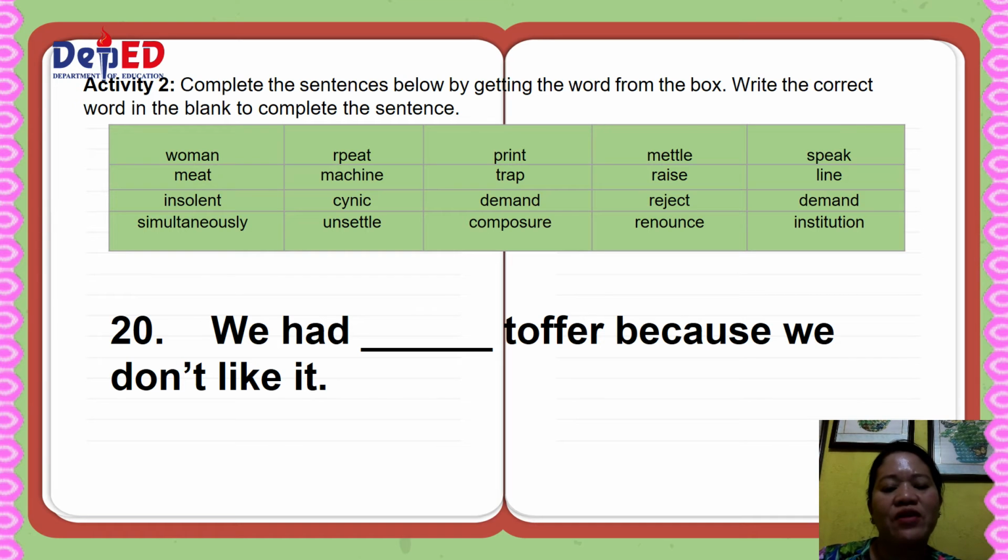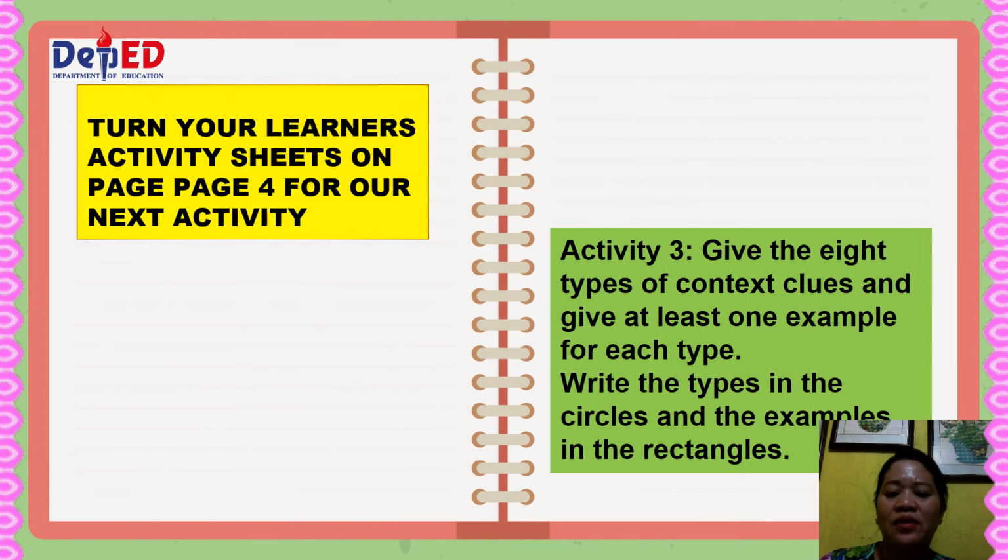Congratulations for having accomplished activity number 2. Now it's our turn to answer activity 3. I want you to turn your learner's activity sheet to page 4 for this activity and give the 8 types of context clues and give at least one example for each type.